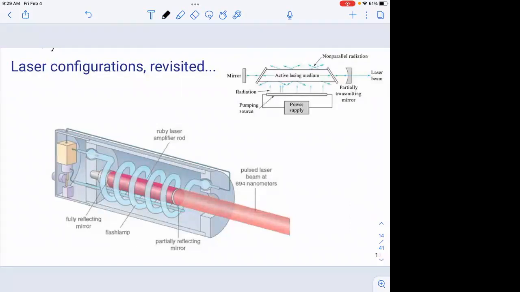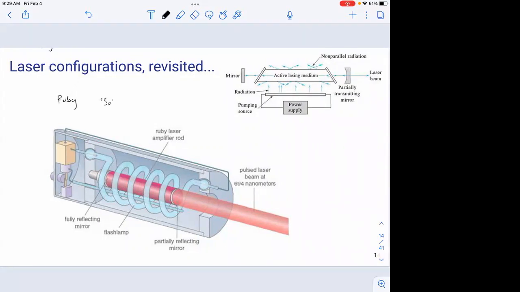All right, so here's an example of a ruby laser. A ruby is a solid state laser, and one of the first lasers described. Specifically, the active lasing medium is an Al2O3 substrate, and in it there's a small impurity of chromium, Cr2O3. And so this is where you can get that excitation happening of that chromium.